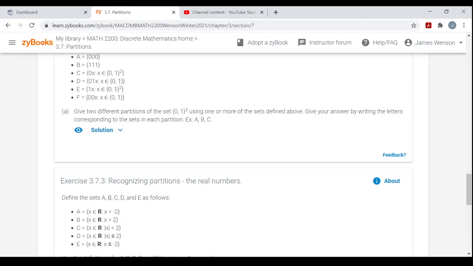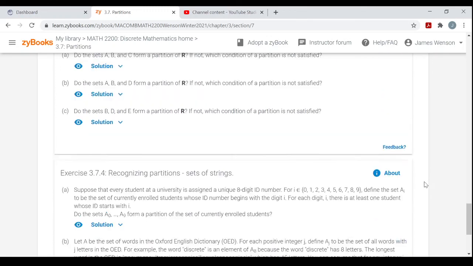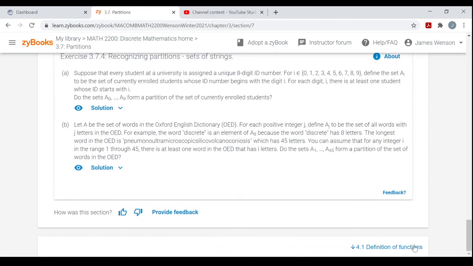So that's all I got for section 3.7 on partitions. And I believe that is the last section of chapter 3 on sets. That doesn't mean sets are going to go away. This is just the last section of the chapter specifically focused on sets. Sets will still be involved in the course.